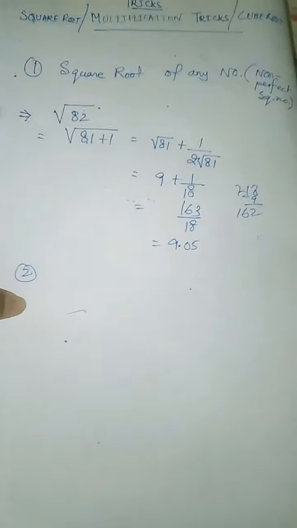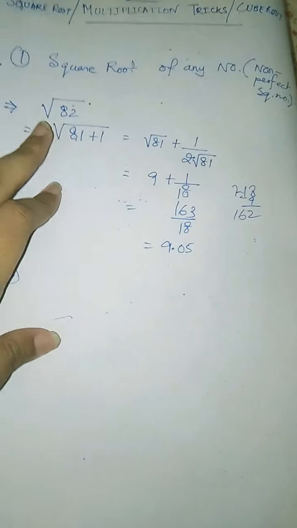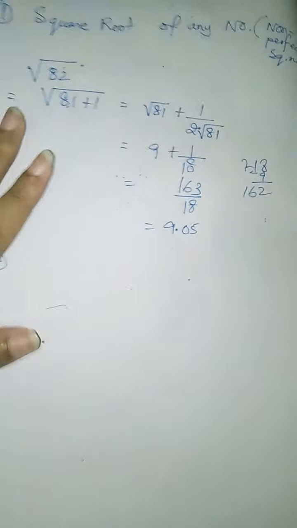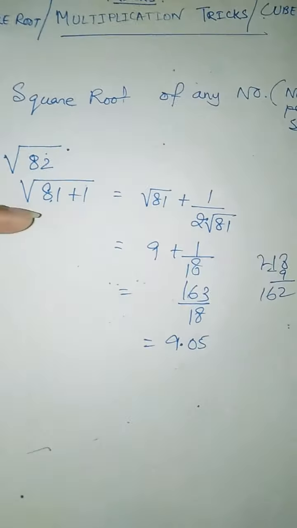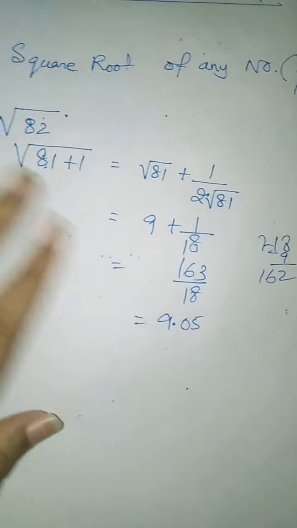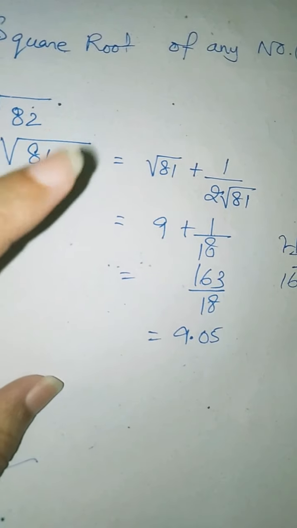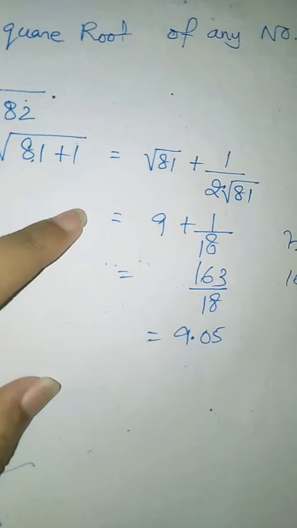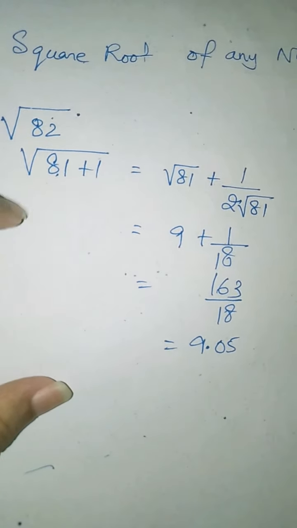So first I have taken one example, that is root over 82. We all know that it is a non-perfect square number. So to find the square root of root over 82, we will break root over 82 in such a way that we get one perfect square number, and along with it we have to add the difference between the number and the square number.